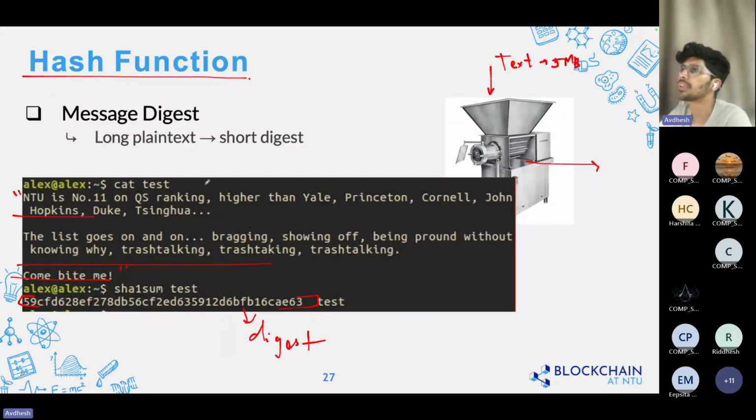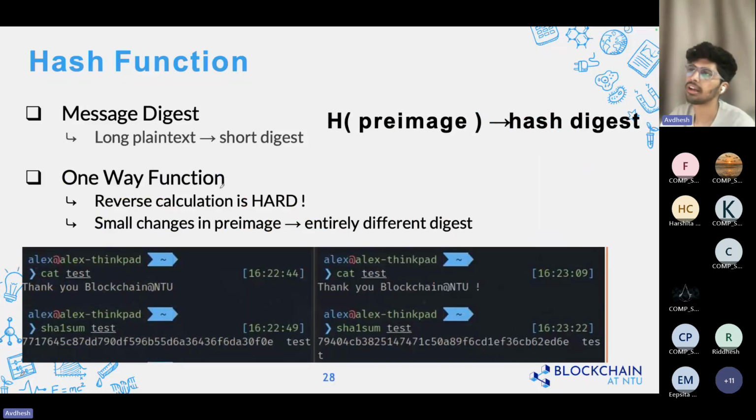So the thing with hash functions is there are multiple hash functions in the market, and most of them are either broken, I would say, or others are still yet to be broken. So the hash function is always and has been a one-way function. So if you write "thank you blockchain at NTU", it will return this.